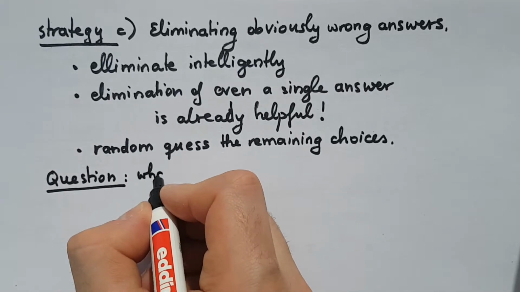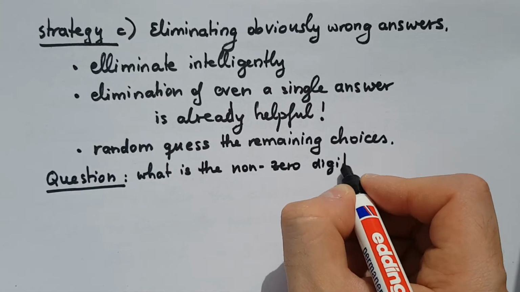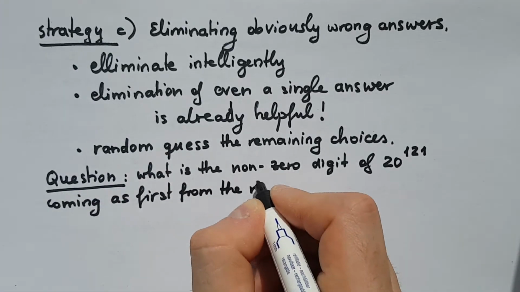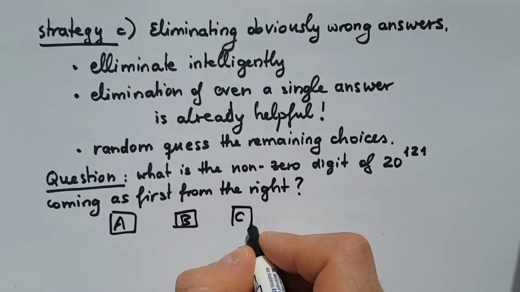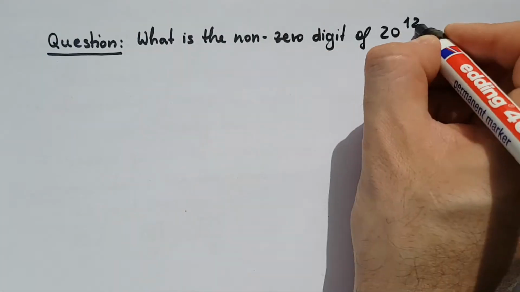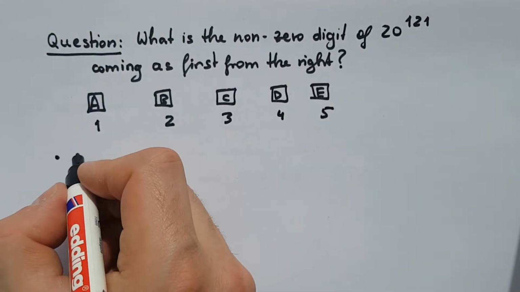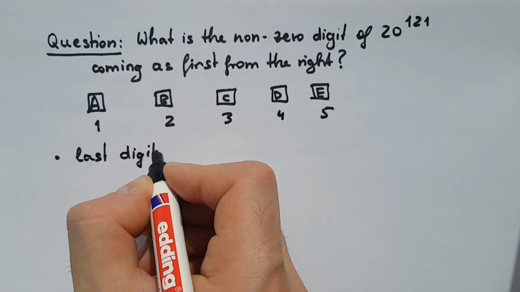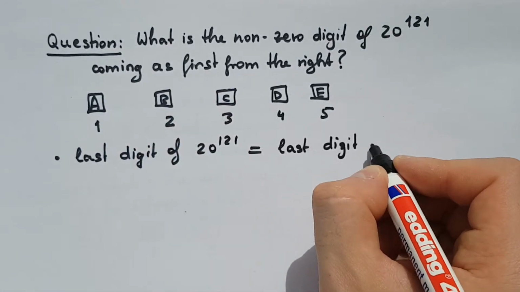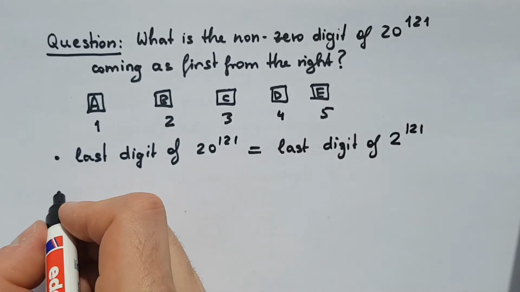Let's look at an example. What is the non-zero digit of 20 to the power of 121, coming first from the right? As usual, you have 5 possible choices, and it would be very helpful if we could eliminate at least some of them. Now the last non-zero digit of 20 to the power of 121 is the same as the last digit of 2 to the power of 121, since the 0 in 20 does not impact the non-zero digits.